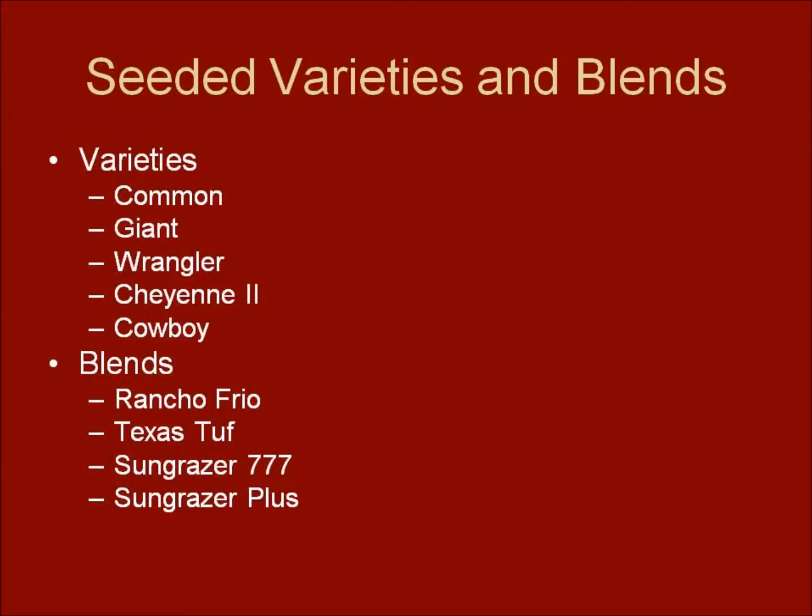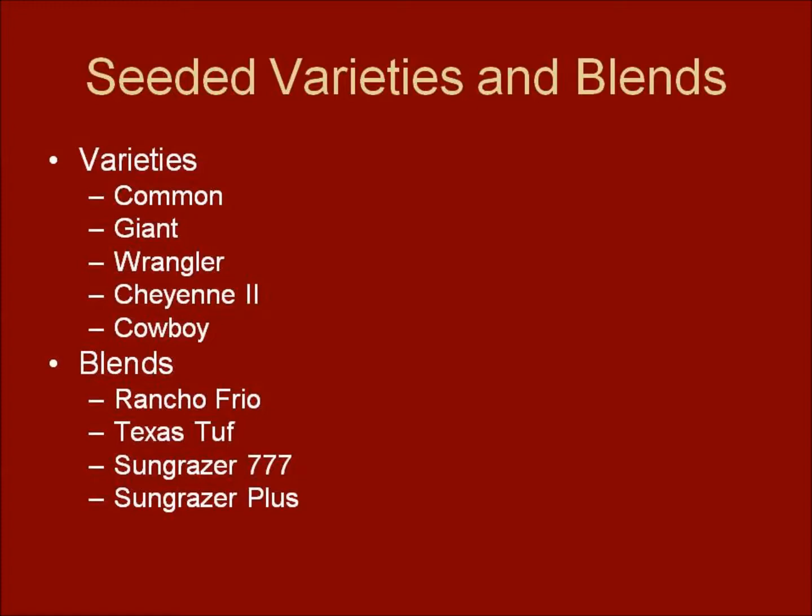As far as the seeded varieties, I have a few listed here: common Bermudagrass, giant Bermuda, Wrangler, Cheyenne 2, and Cowboy. Again, these are all seeded Bermudagrass varieties. Each have their own good characteristics, I guess you'd say. Cheyenne 2 and Cowboy are two of the newer varieties that are out there. They have higher yield potential if you were looking at a seeded variety for haying purposes than does the common, giant, or the Wrangler.